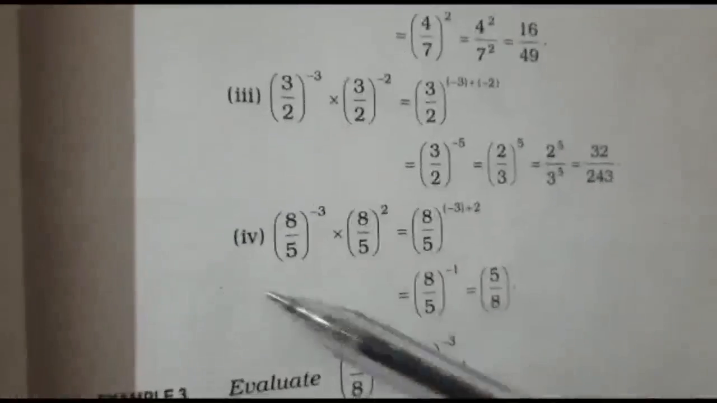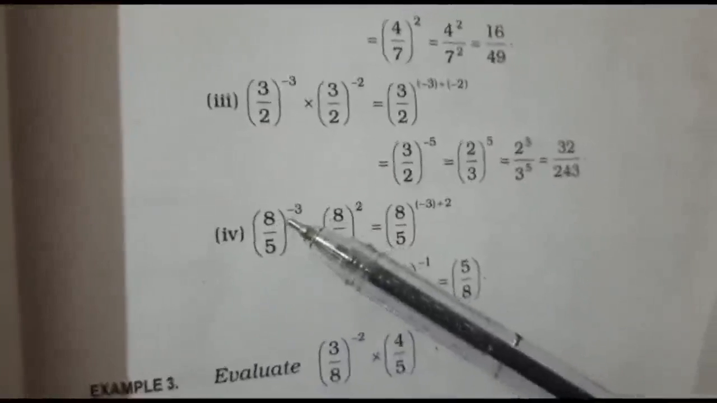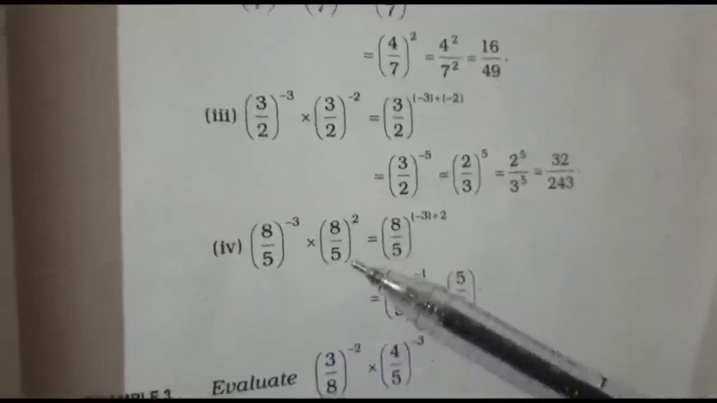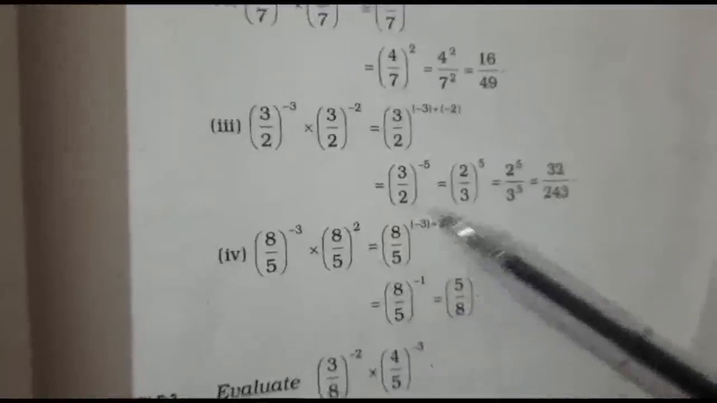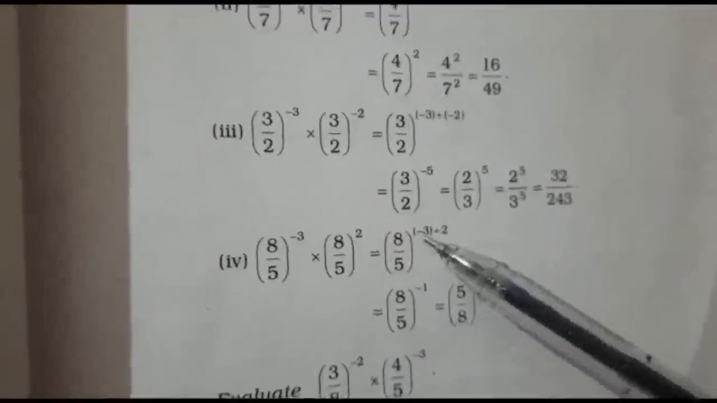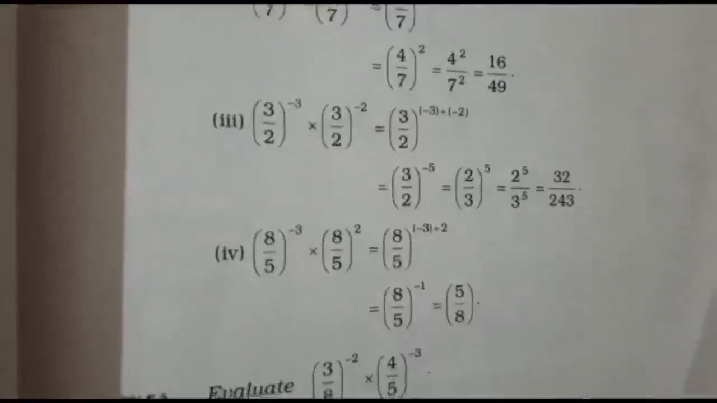Now the next one, fourth part. If you see (8/5)^(−3) × (8/5)^2, that is equal to adding both the powers. So (8/5)^(−3 + 2). Now one is negative and one is positive, so we subtract. So we get (8/5)^(−1). Now because the power is negative, we take the reciprocal. So the answer becomes 5/8. Now I hope you are clear with these examples.